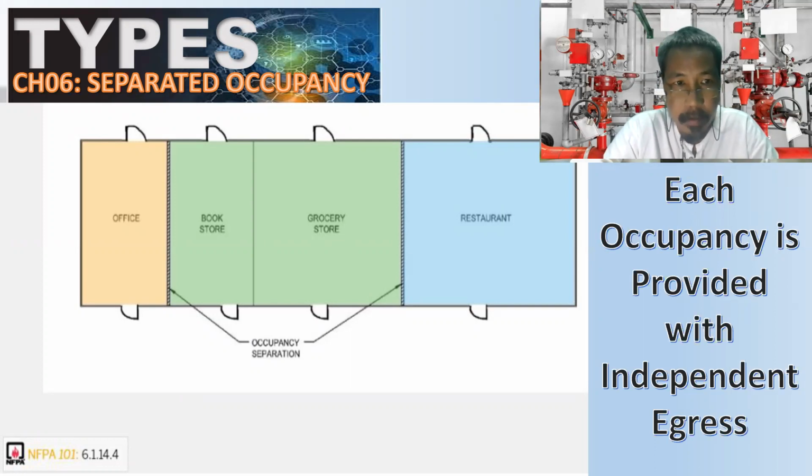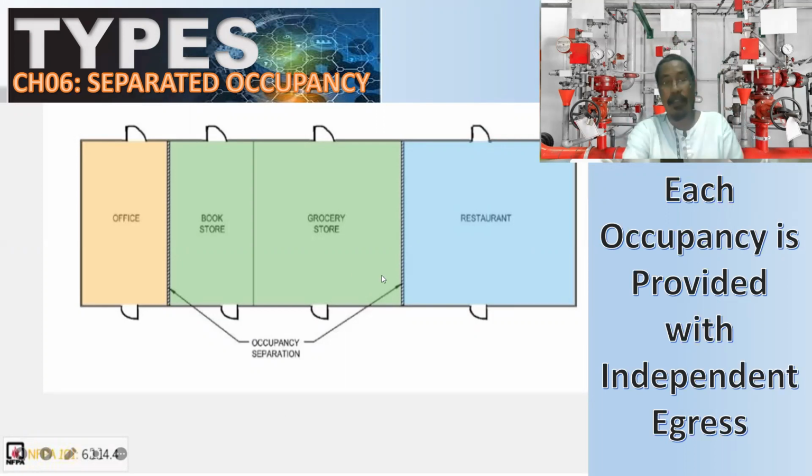Just like I also mentioned in the previous module, there are 3 areas which are separated from one another. Number 1, office. Number 2, restaurant. And number 3, combination of bookstore and grocery store. As you can see, there are provisions separating these 3 occupancies and also provision for independent egress. Okay, so it's very clear.